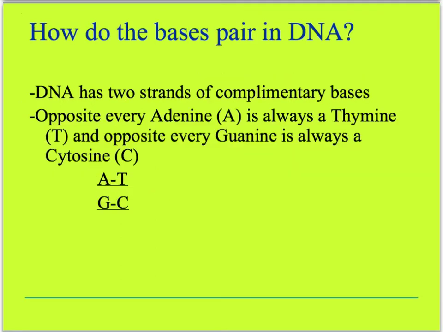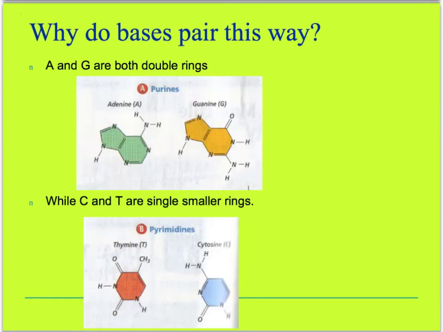DNA base pairs, which means it has 2 complementary strands. Across from every A is always the letter T, and across from every G, or guanine, is always cytosine. So going back to our diagrams of what these molecules look like, think about why A would pair with T and G would pair with C.